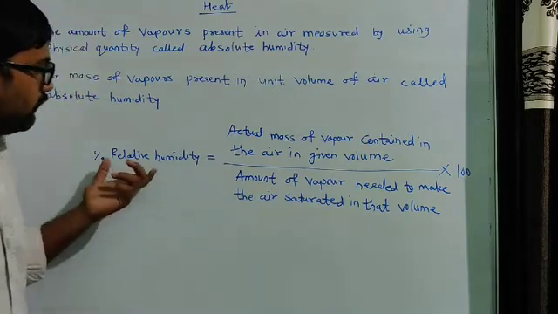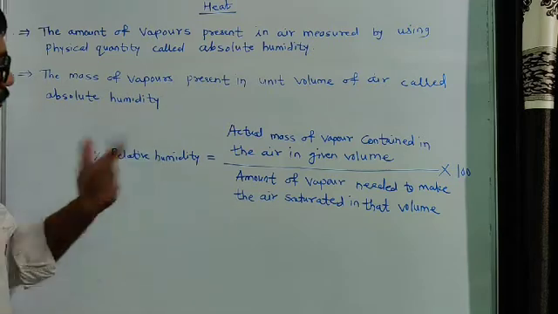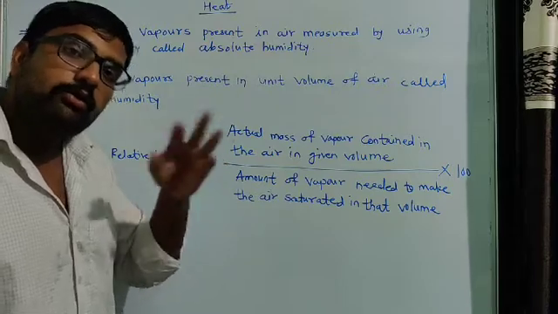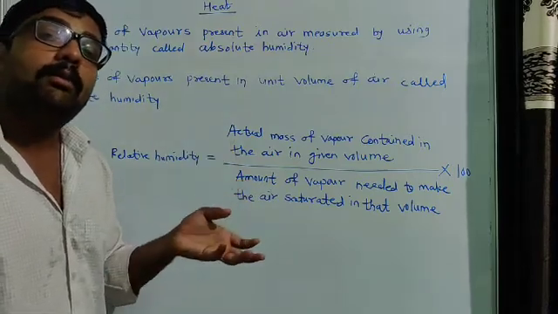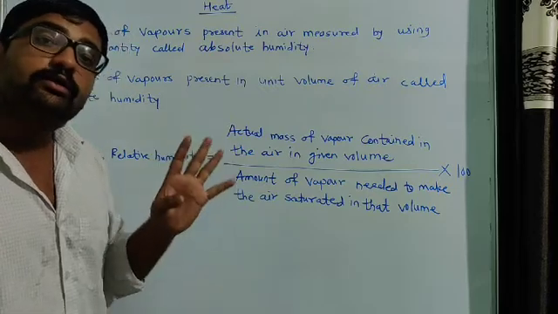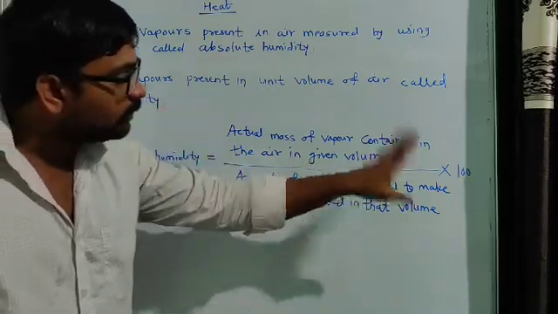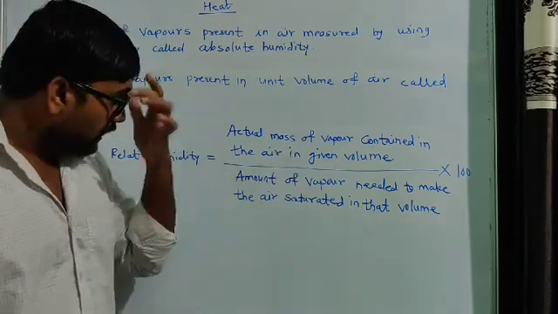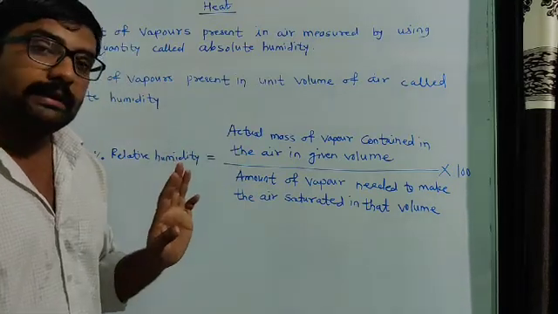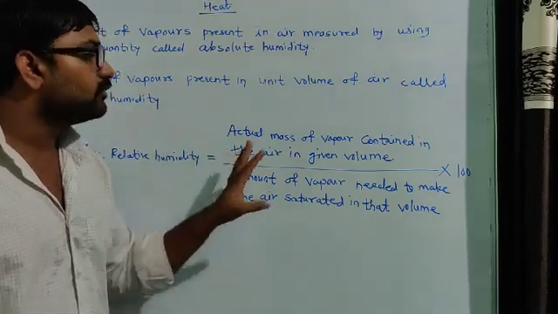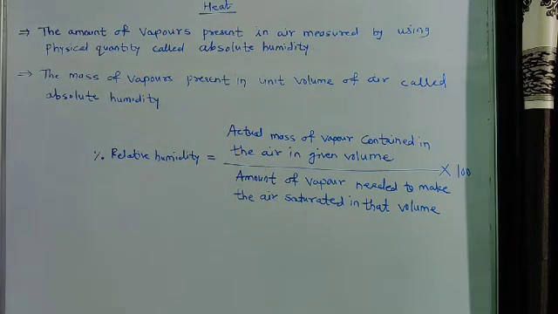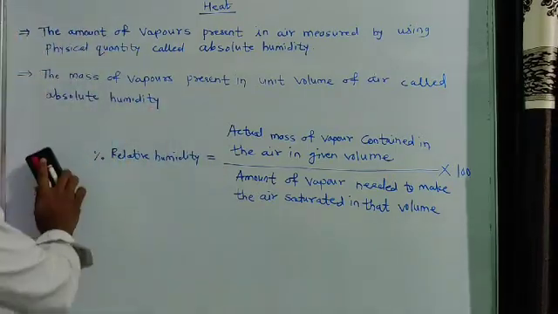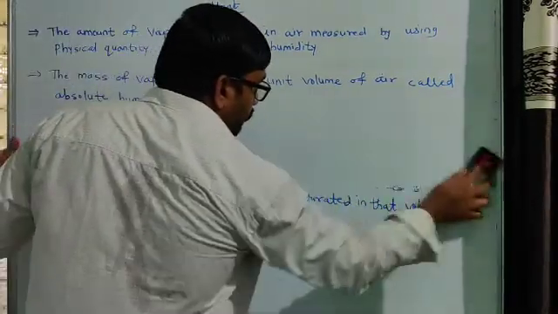But first of all we have to know this formula. Percent relative humidity is given by the actual mass of vapor contained in a given volume of air divided by the amount of water vapor needed to saturate the given air, into 100. The numerator is the actual mass of vapor contained in the air, and this ratio into 100 is simply called the percent relative humidity. So this formula you have to remember. This is also one important formula.